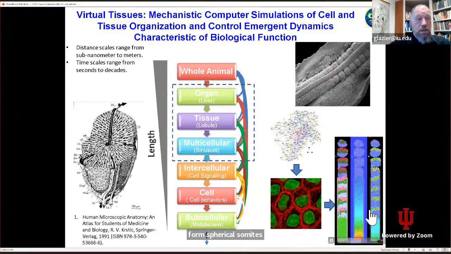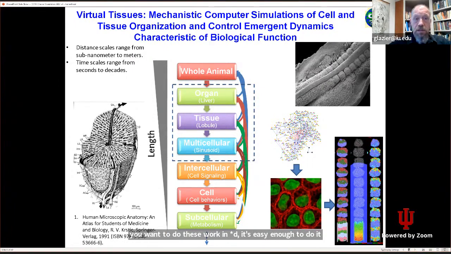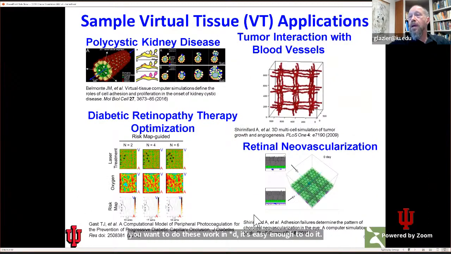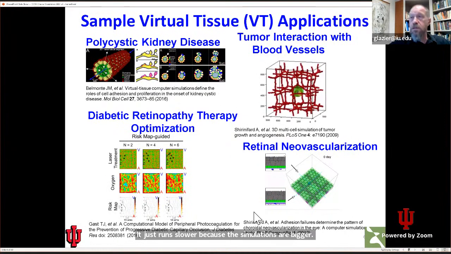And so this would be a typical example of the kind of problem that one can work on with these multi-scale methods. This happens to be a two-dimensional simulation, but CompuCell is intrinsically three-dimensional. And if you want to do this work in 3D, it's easy enough to do. It just runs slower because the simulations are bigger. These are some examples of CompuCell simulations we've done over the years.